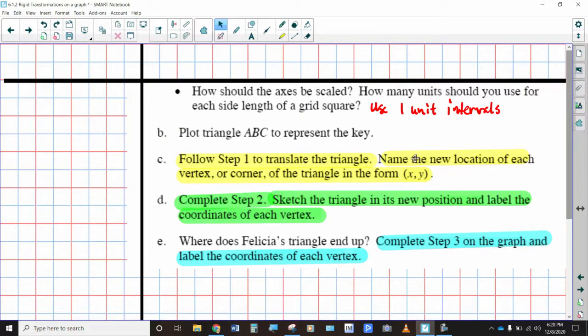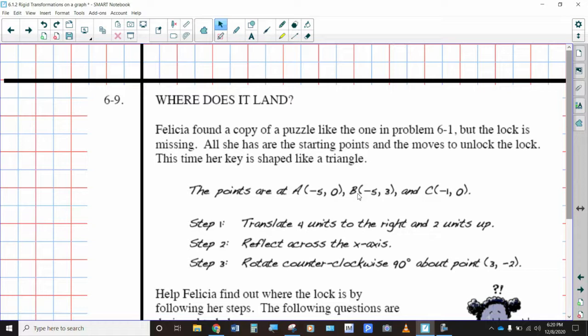And along the way, it is saying to name the new location of each vertex, which means every single one of those points, point A, point B, point C, lands on a coordinate on the coordinate grid, and we need to identify the x, y coordinates of each one of those landing places.